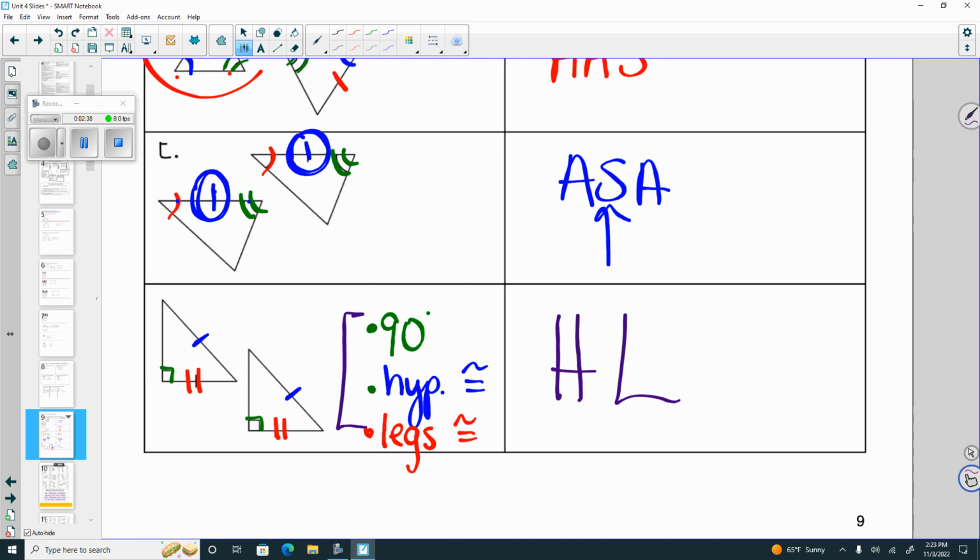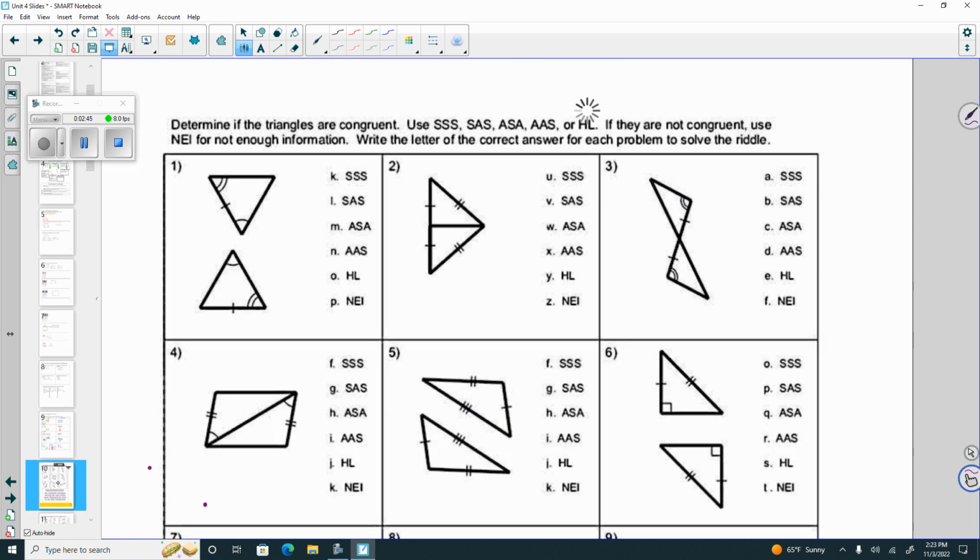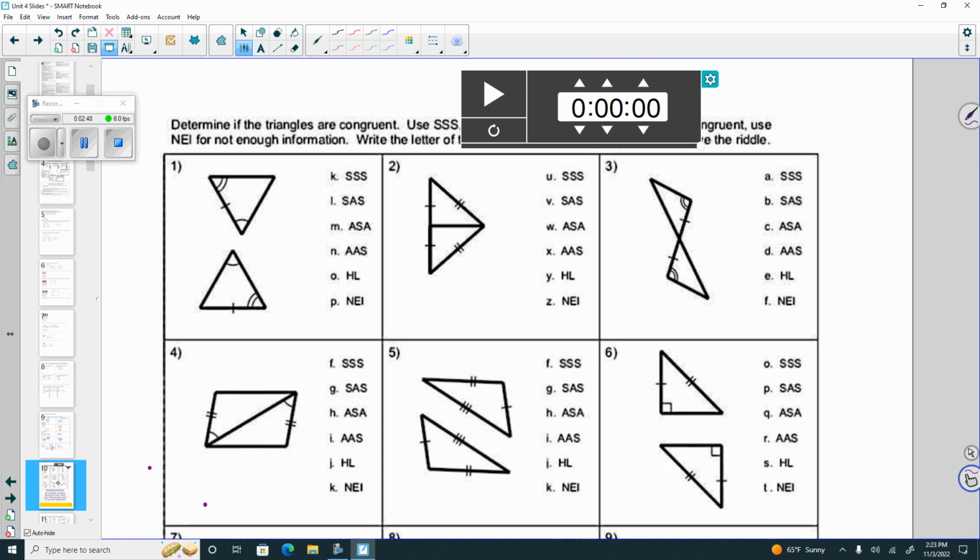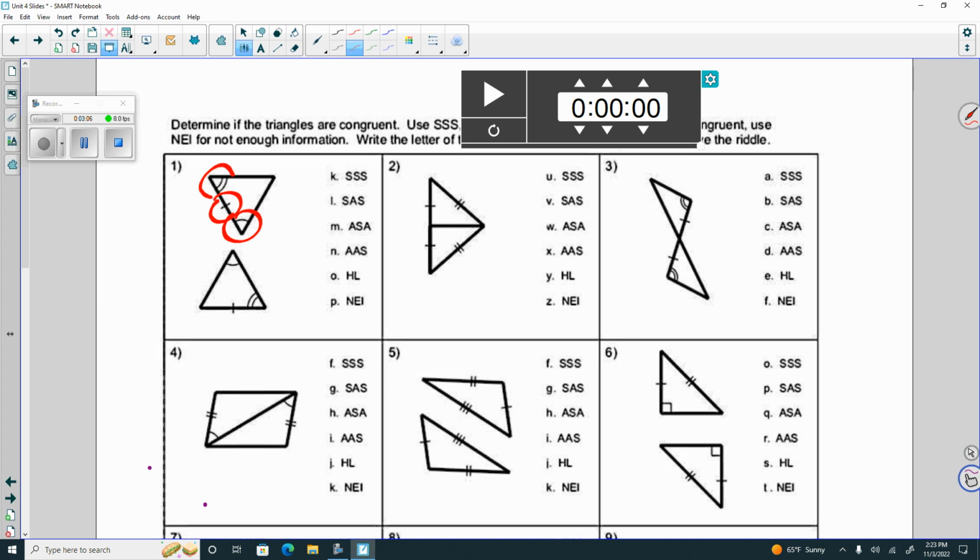Okay, so let's take a look at the work that we should have been looking at in class today. So we have to determine if these triangles are congruent and using side, side, side, side, angle, side, angle, angle, side, and hypotenuse leg. So the first one here, we may think that this is angle, side, angle, because we do have a side between 2 angles.